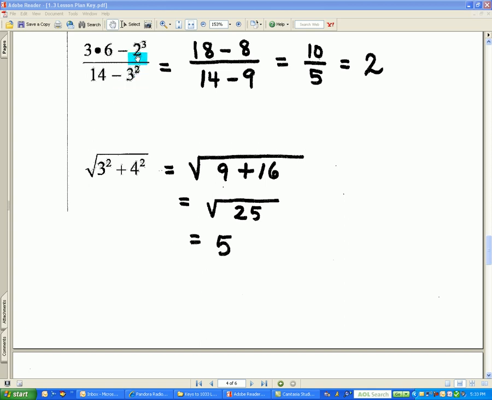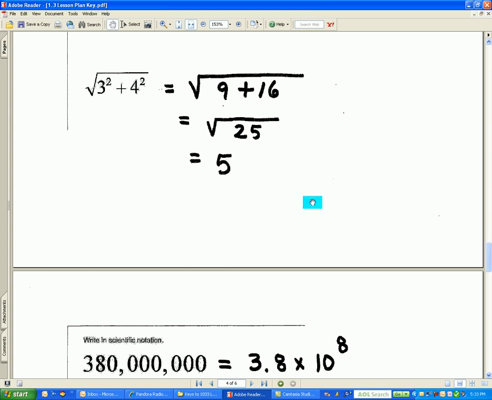So in this particular problem, 2 to the third becomes 8. Notice I did that first. 3 to the second becomes 9. Now the next part of the problem that I would do, 3 times 6 is 18. And then we're going to finish the problem by doing what the numerator and denominator now say. 18 minus 8 is 10 in the numerator. 14 minus 9 is 5. And 10 divided by 5 gives me the final answer of 2. So, please excuse my dear Aunt Sally is a very good way to remember hierarchy of operations.